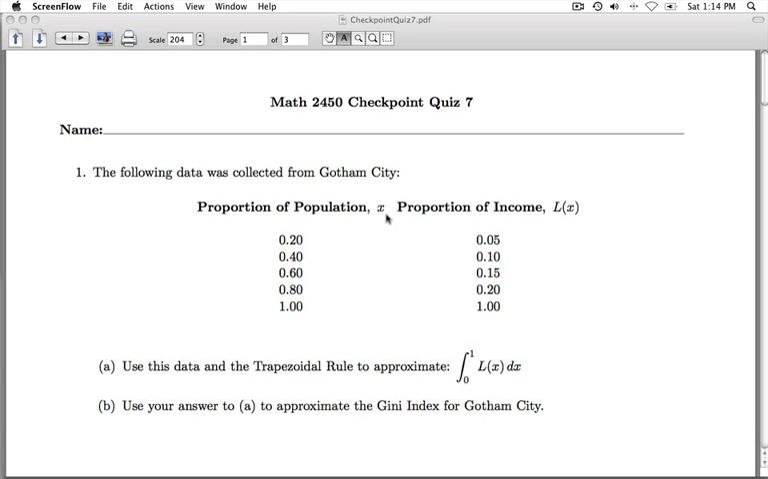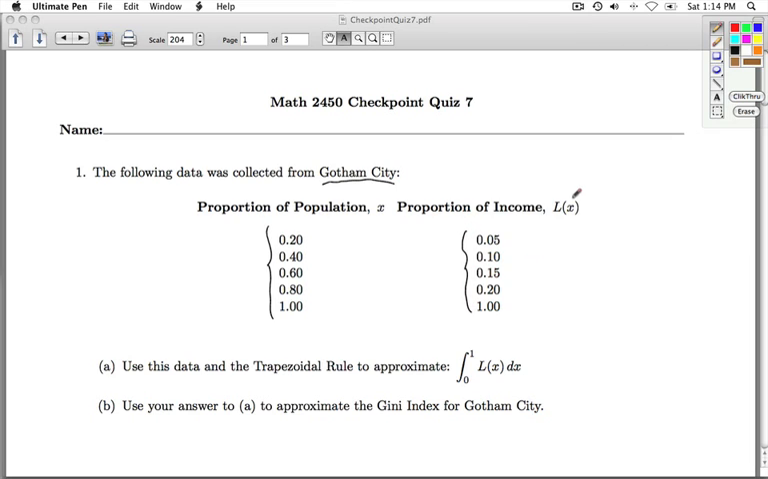Hi folks, this is Applied Calc 2 Checkpoint Quiz 7. We're given some fictional data from a fictional city. So this is apparently taken from Gotham City. The proportion of population is given to us as x, and the proportion of income then is given as L of x. So L of x represents our Lorenz curve.